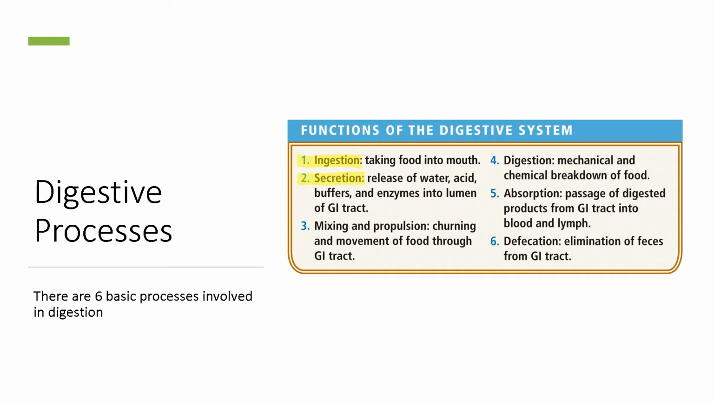Our third function of the digestive system is mixing and propulsion. So we get alternating contractions and relaxations of smooth muscle in the walls of the GI tract, which will mix the food and secretions, and also move material along the length towards the anus. So the digestive system is going to mix the food that you eat with the enzymes and acids and everything. And it's also going to move that food along the entire length of the gastrointestinal tract.